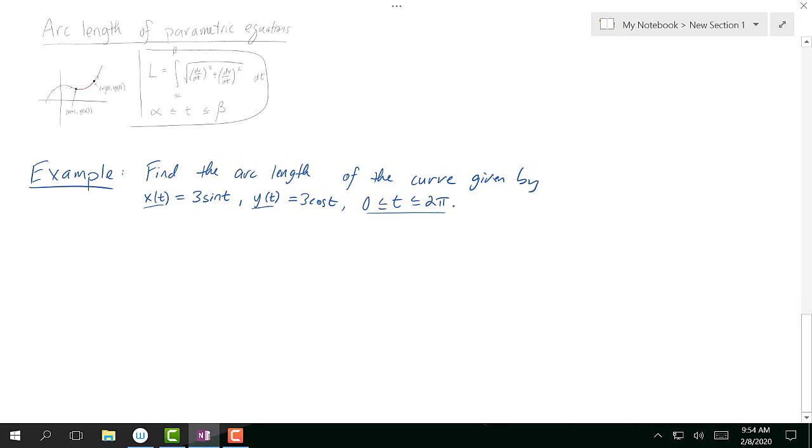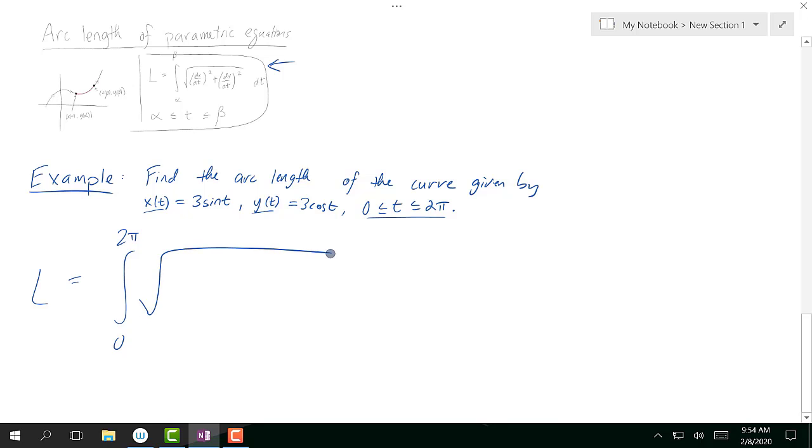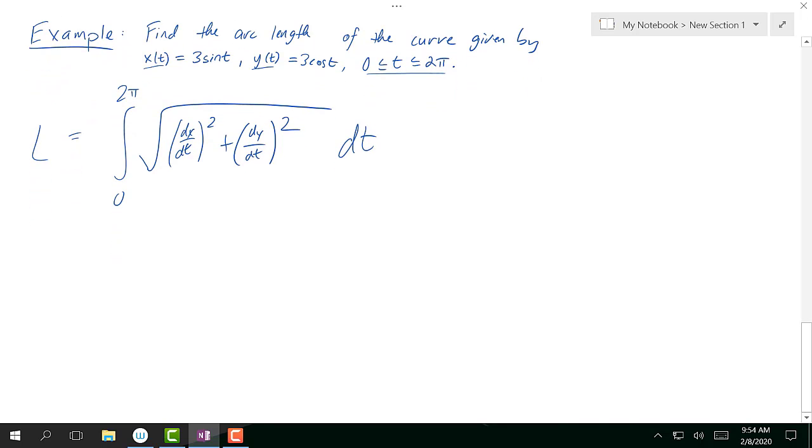Alright, so how exactly are we going to do this? Well, we're going to use this integral right here. We're going to integrate, so my bounds are going to be from 0 to 2 pi, of the square root of (dx/dt) squared plus (dy/dt) squared dt. So let's go ahead and find what dx/dt and dy/dt are going to be. So dx/dt is just the derivative of this x function with respect to t. I get 3 times cosine of t. And then dy/dt, of course, is going to be negative 3 times the sine of t.